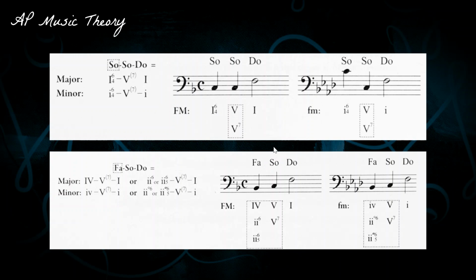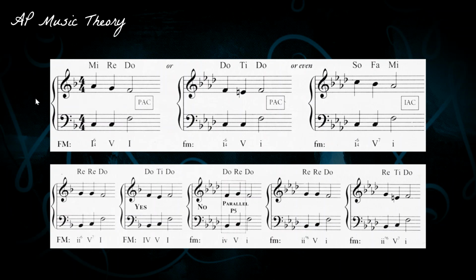If you hear sol sol do in the bass and recognize that it is this chord progression right here, then what is commonly heard in the melody? Let's listen to these three examples. So we have the first example. And then we have the second example in minor. And then imperfect authentic in minor. Gorgeous, gorgeous.